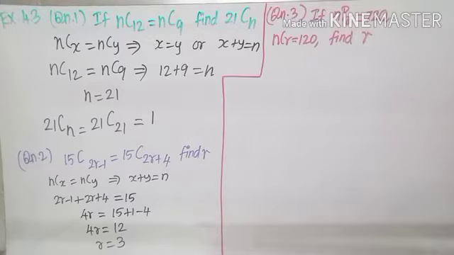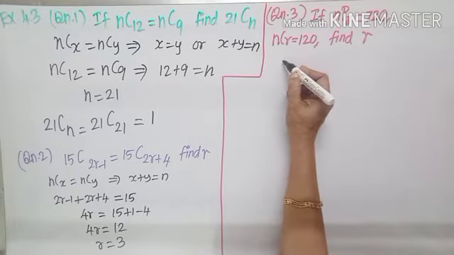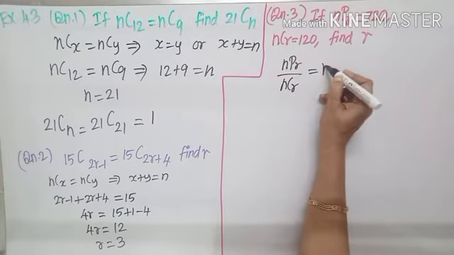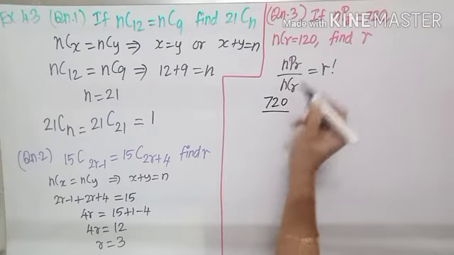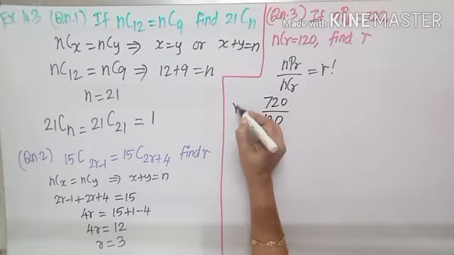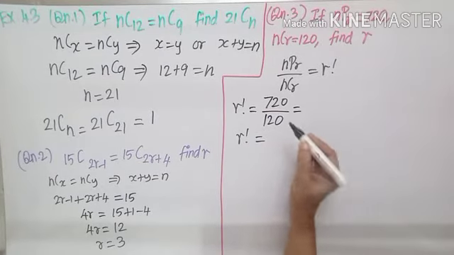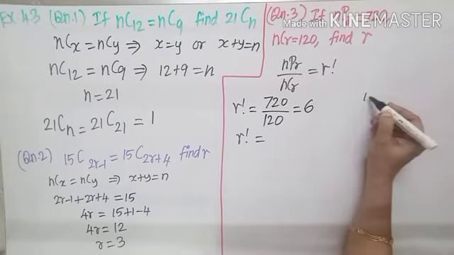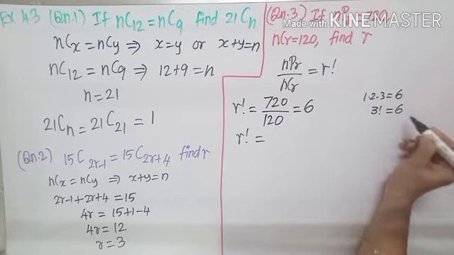Question number 3. If NPR equals 720 and NCR equals 120, find R. We know NPR by NCR equals R factorial. NPR 720 by NCR 120, this is R factorial. R factorial equals 720 by 120, which is 6. We know 1 into 2 into 3 is 6. That is, 3 factorial is 6.